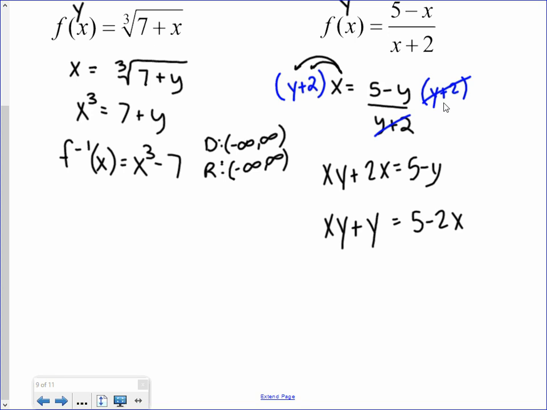Now, xy plus y is not helpful. You can't add them together, and you can't divide by y because then you'd have to divide by y on the other side, and that's not going to solve for y. So you have two things being added together. What do they have in common? y. So you can factor out a y.